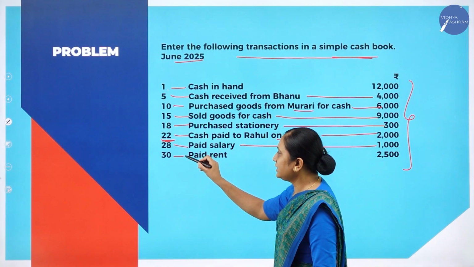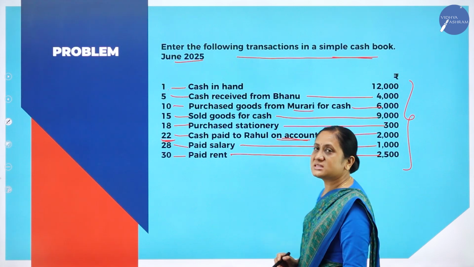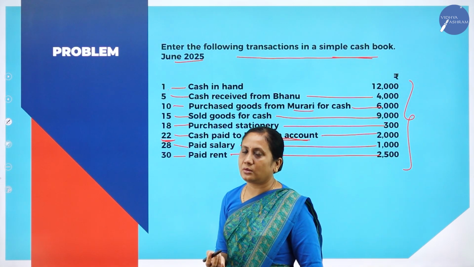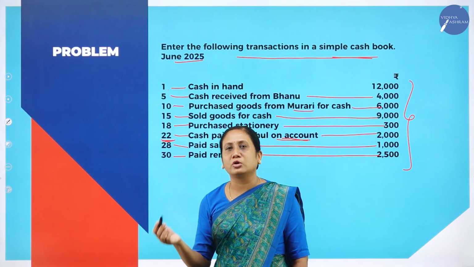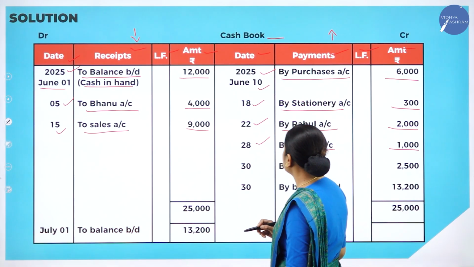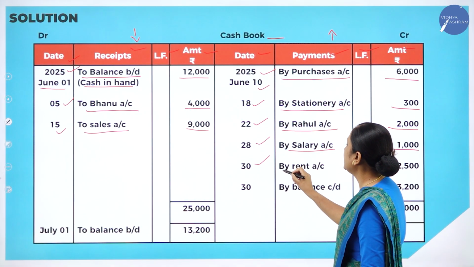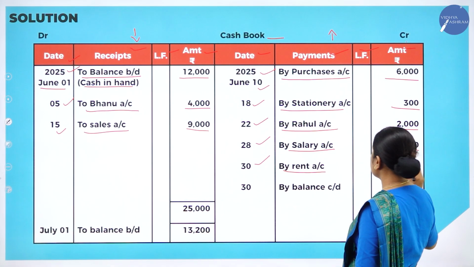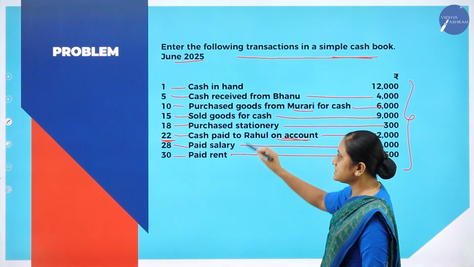Next, 30, paid rent rupees 2,500. The business is paying rent, okay? When they are paying rent, what is happening to the cash? Cash is going out of the business, correct? So where should we enter? We should enter it on the credit side. 30, by rent account 2,500.